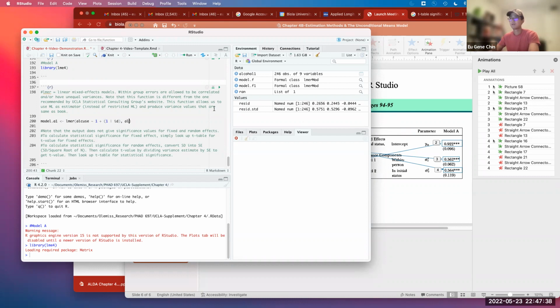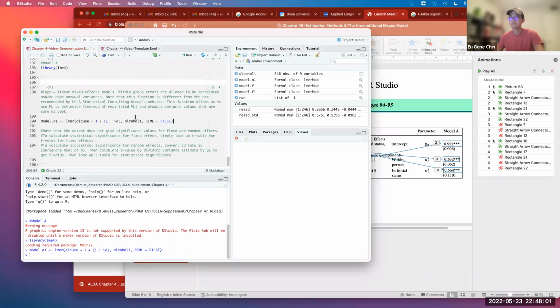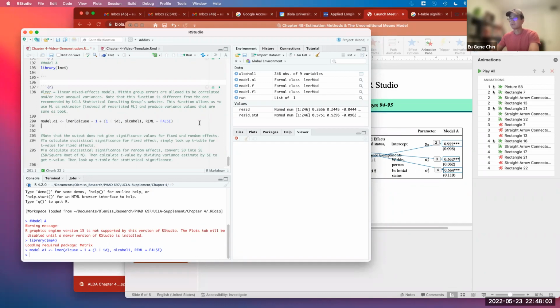The data set is alcohol1, and we're going to turn off restricted maximum likelihood as the estimator. So say false, and then it will fall back on full maximum likelihood. And to get the results, just use the summary function.